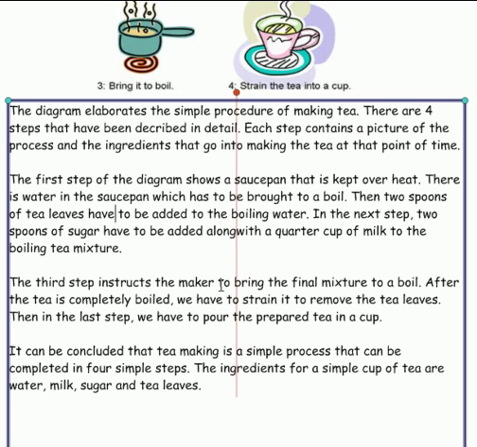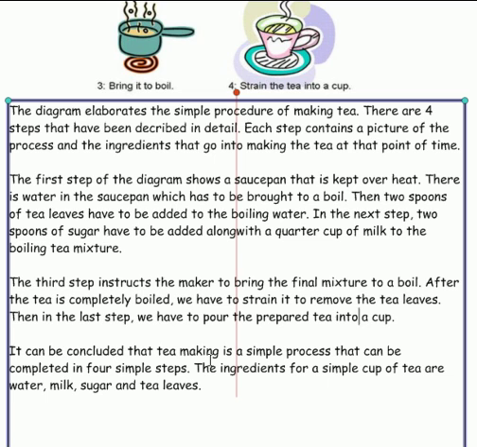The third step instructs the maker to bring the final mixture to a boil. After the tea is completely boiled, we have to strain it to remove the tea leaves. Now this is an extra piece of information, but this does not lie outside this diagram. It is pretty obvious that we need to strain the tea so that we can remove the tea leaves. So we can mention that over here. Then in the last step, we have to pour the prepared tea into a cup. Not just in a cup, because tea has to be brought from outside the cup into the cup.